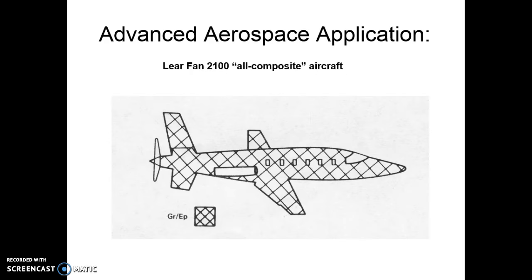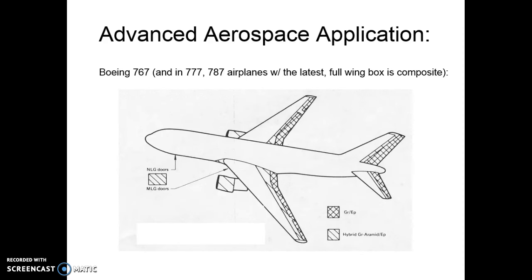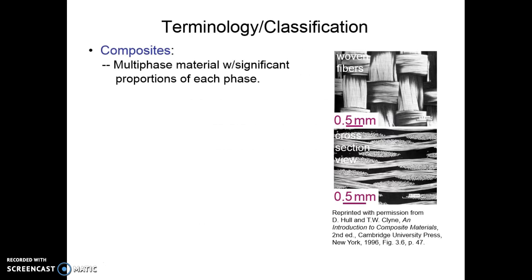This is one of the aircraft which is entirely made up of graphite epoxy composite, the Lear Fan 2100 all-composite aircraft. And in the Boeing 767, even in Boeing 777 and 787 airplanes, the entire wing box is made up of composite, and these composites include graphite epoxy composites and hybrid graphite and aramid epoxy composites. So as we have defined, composite is a multi-phase material with significant proportions of each of the macro constituents.